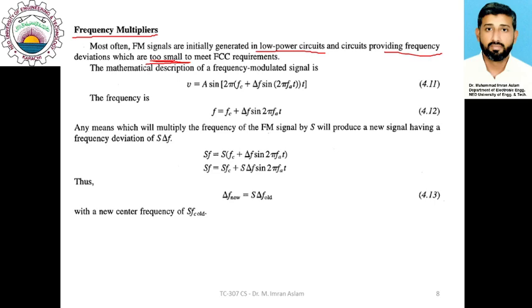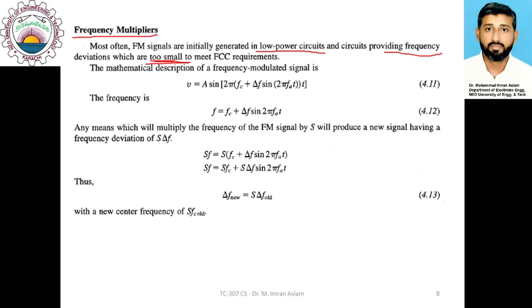So 75 kilohertz is a large value, so typically the circuits do not generate such a large amount of frequency deviation at the first stage. So what we need to do is increase that frequency deviation, and in order to do that, we should pass it through a special circuit which is called a frequency multiplier.